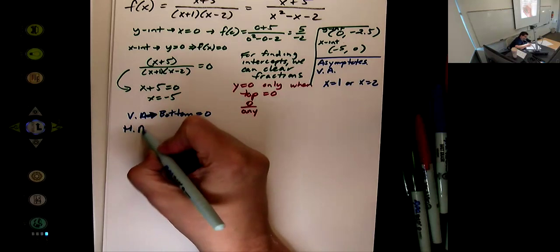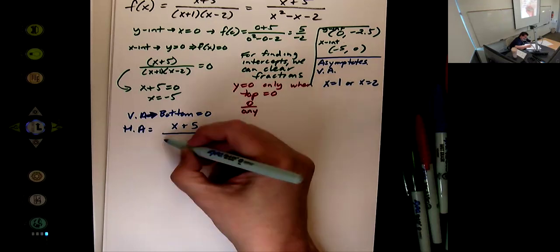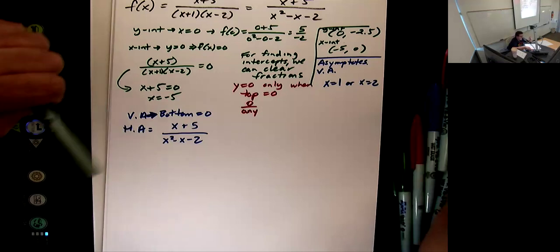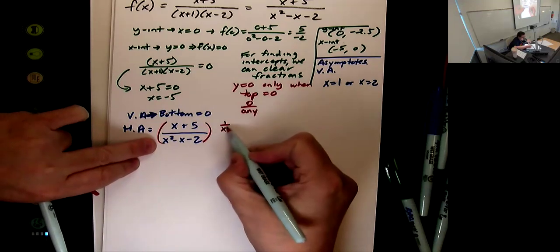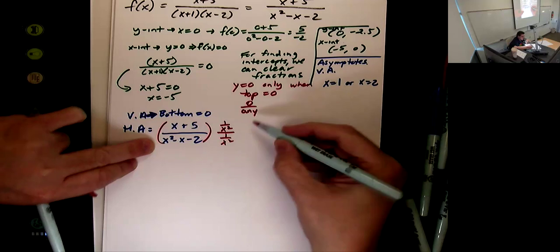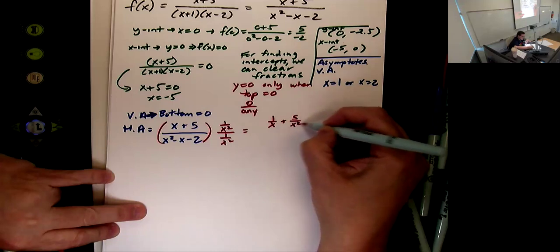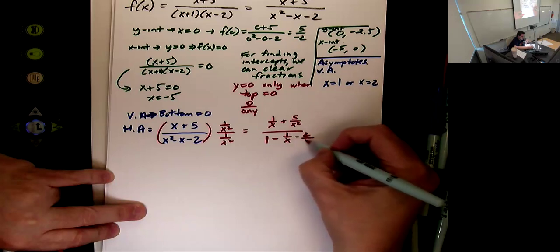Horizontal asymptotes. Rather than focusing on which exponents are which, the thing I showed you with multiplying the top and bottom by the biggest exponent works here. The biggest exponent here is x squared. If I multiply this by 1/x² and 1/x², this becomes 1/x plus 5/x². The bottom becomes 1 minus 1/x minus 2/x².